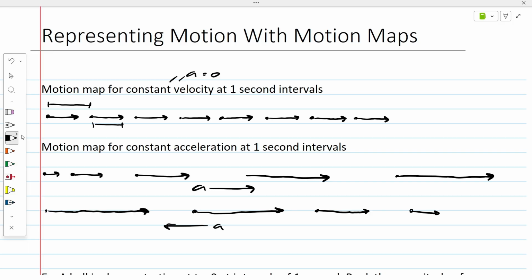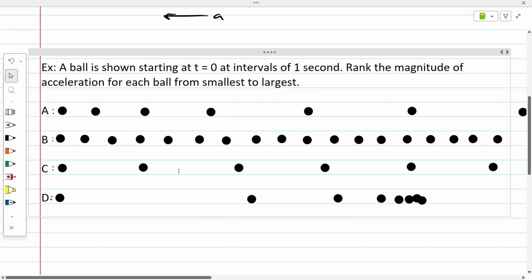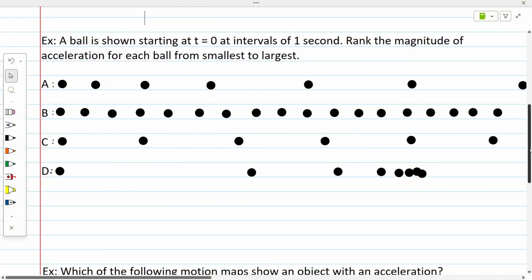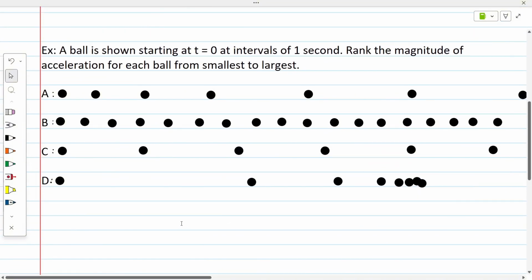Alright, so let's do a couple examples here. Here we're given 4 different motion maps, and we're just given the dots. It says a ball is shown starting at time equals 0, at intervals of 1 second. Rank the magnitudes of acceleration for each ball. You can think of this as the ball rolling.